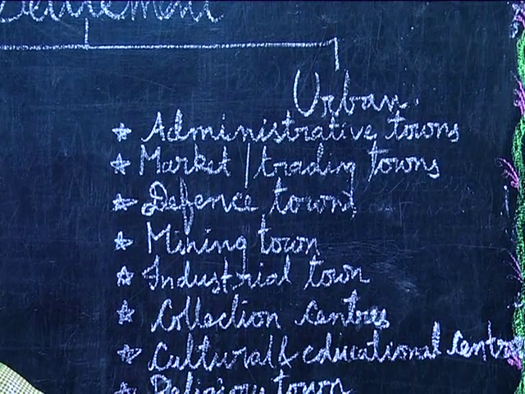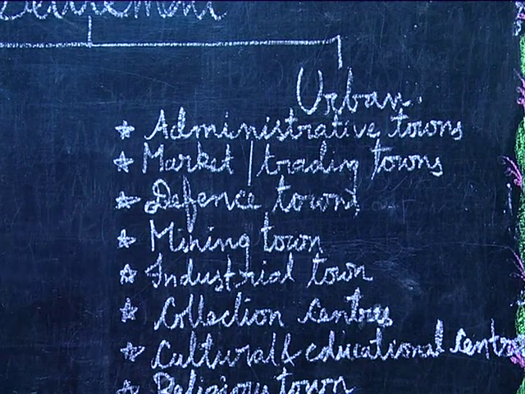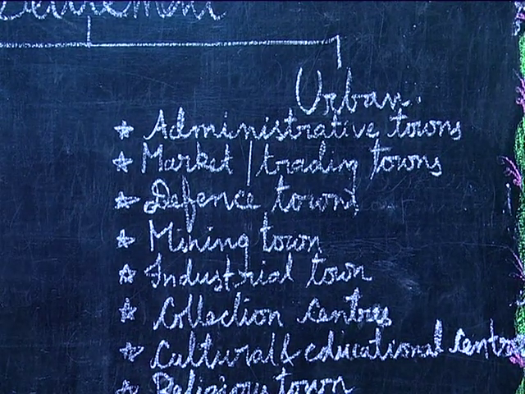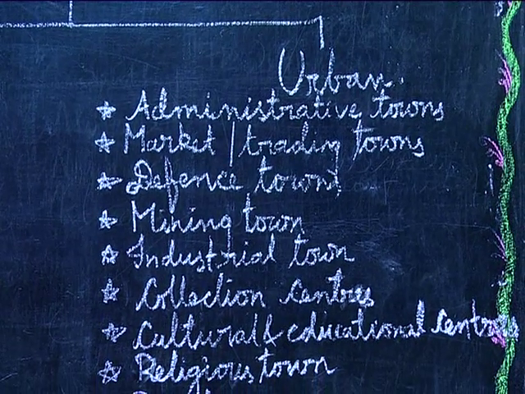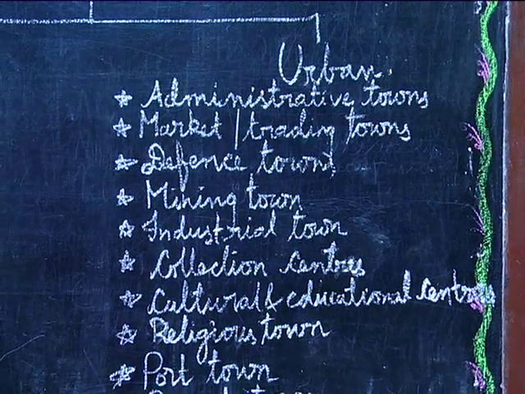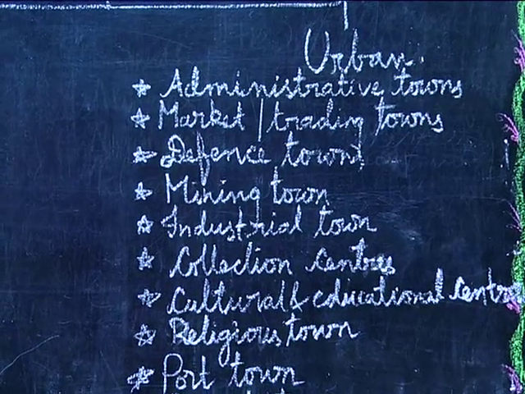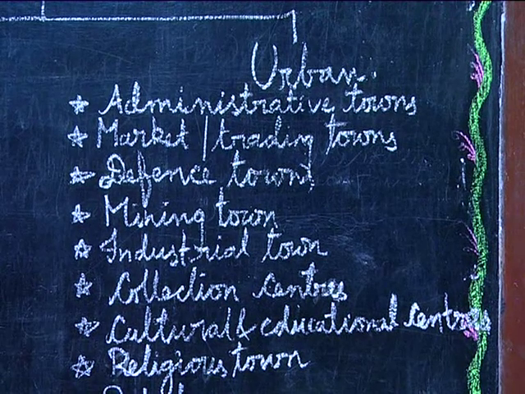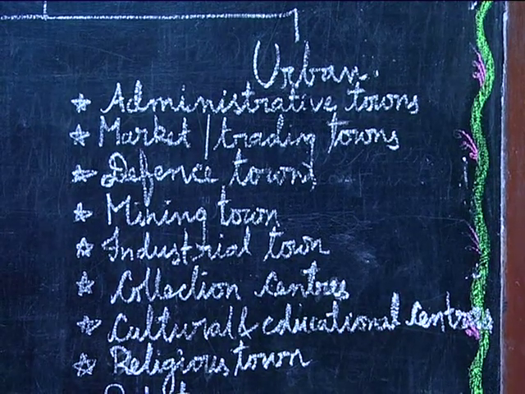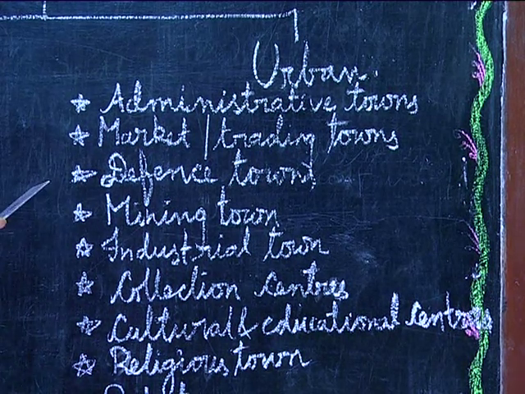People here are involved in different activities. Number one is the administrative town. People who live in administrative towns indulge in activities related to governance and administration. Next is marketing and trading towns, where people are involved in trading in large numbers. Defense towns are meant for security and defense. The best example of a defense town in India is Mhow.